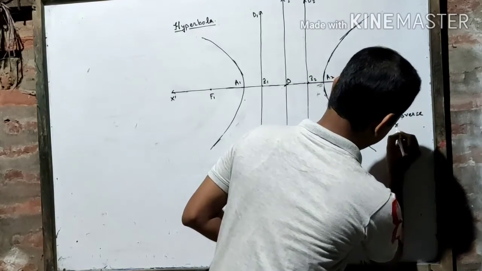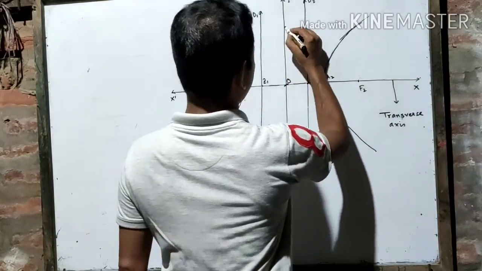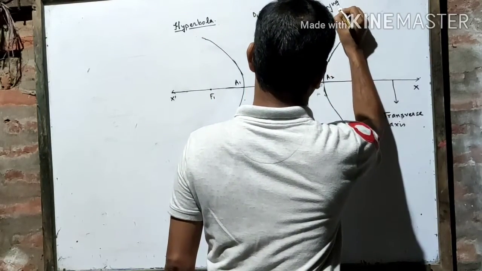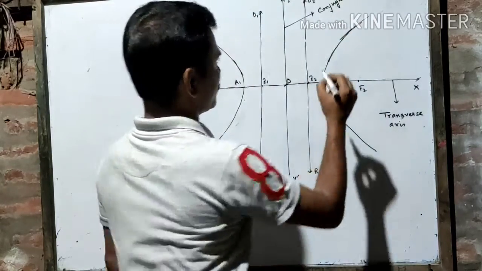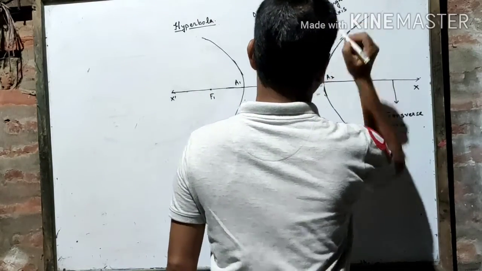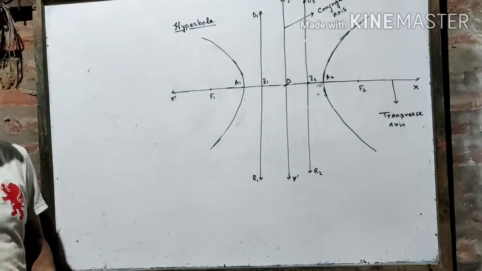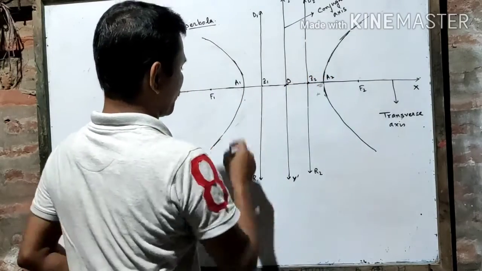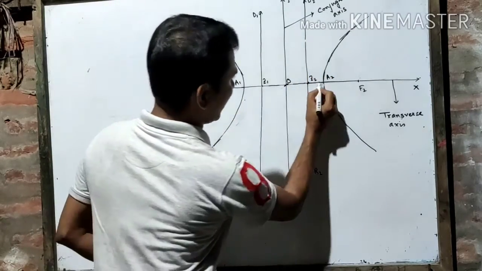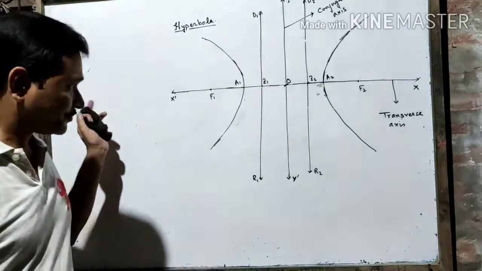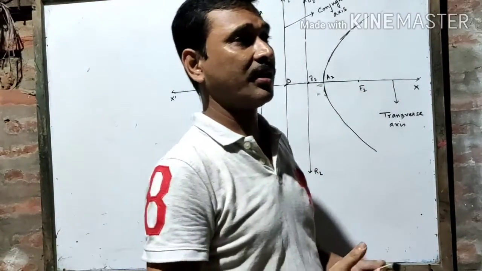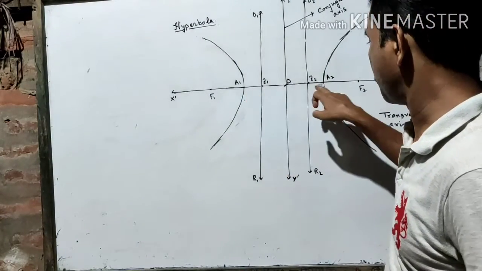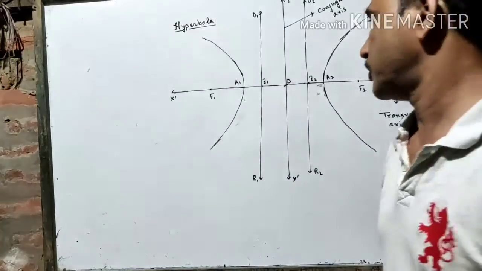And the other axis, here the y-axis, is called the conjugate axis. So there are two axes: one is the transverse axis and the other is the conjugate axis. Then these are the vertices A1 and A2, the points where the transverse axis cuts the hyperbola. So these two points are the vertices A1, A2.